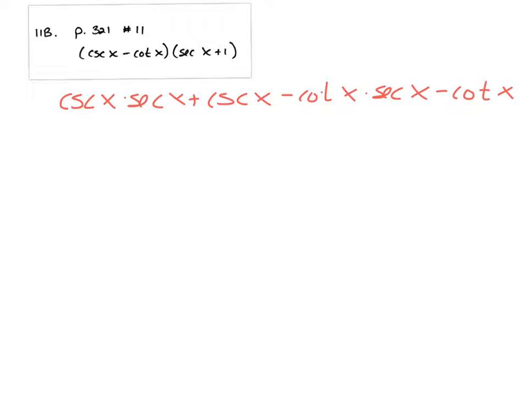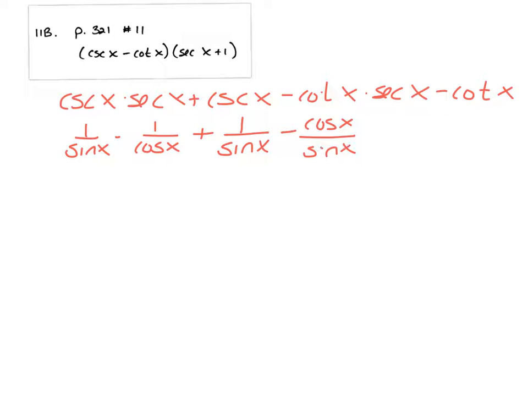So the next step I'm going to do is rewrite this all in terms of sines and cosines. So cosecant of x is 1 over sine of x. Secant of x is 1 over cosine of x. Then we are adding to that 1 over sine of x. And I'm going to rewrite cotangent of x as cosine of x over sine of x, and secant of x as 1 over cosine of x. Cotangent again is going to be written as cosine of x over sine of x.